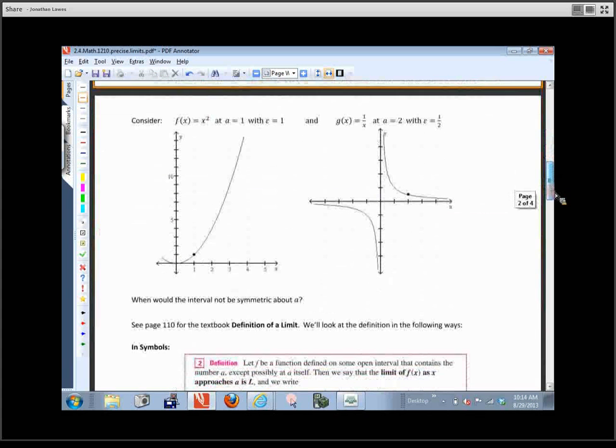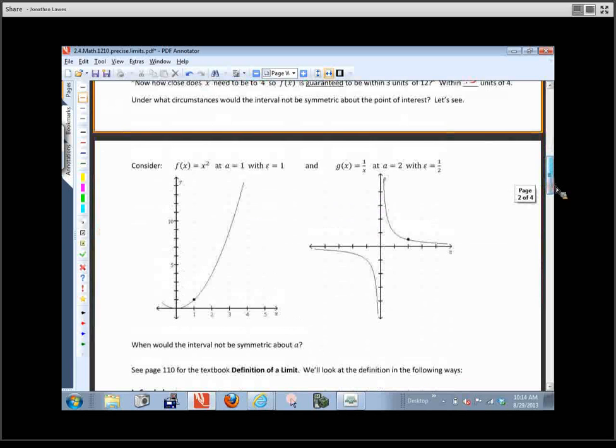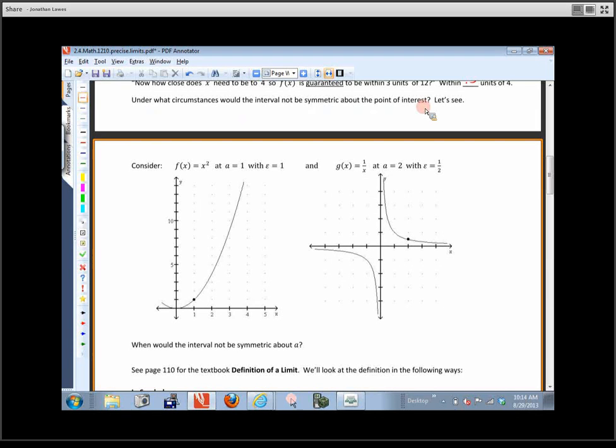So it says, under what circumstances would the interval not be symmetric about the point of interest? Well, let's take a look. On that previous example, we looked at why it was symmetric. Because we had the same slope. So how could we make one that's asymmetric? Have different slopes or different steepness on either side of the point of interest. So let's take a look at this one right here. Again, a very familiar graph.